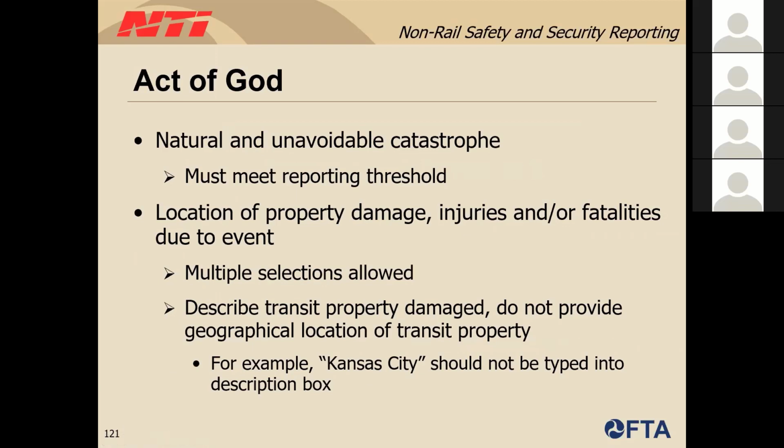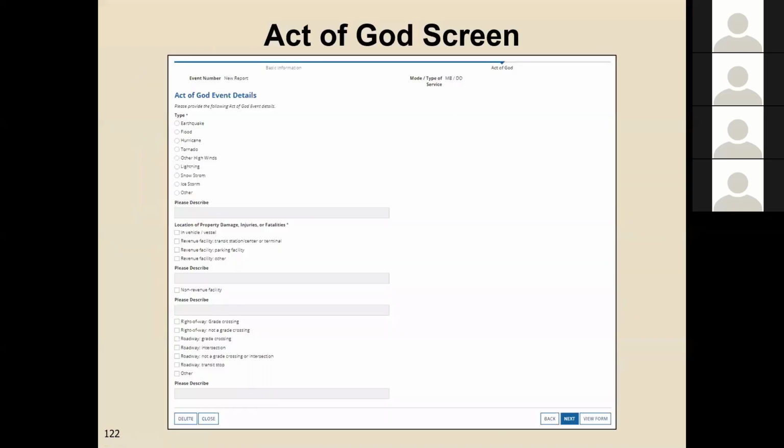Acts of God events are natural and unavoidable catastrophes that affect the transit environment. Select all locations of property damage, injuries or fatalities, and evacuations. You will be able to choose more than one option. For example, the location should indicate the property or properties that were damaged and not the geographic location, such as the name of the city. Here is a screenshot of the Act of God screen.